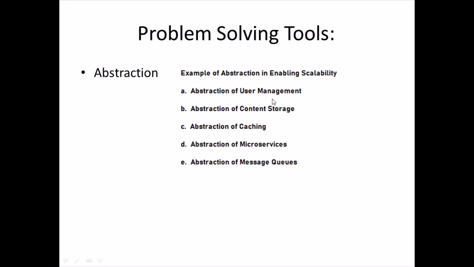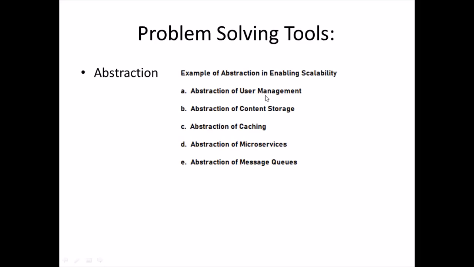So in all, abstraction enables scalability by breaking down the system into modular components, allowing for horizontal scaling, efficient resource utilization, and improved performance as the system grows. This approach ensures that the software system can handle increasing demands while maintaining reliability and responsiveness.